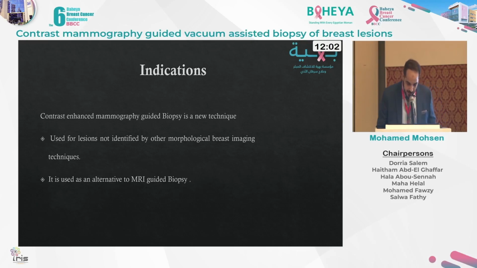What about the indications? It is a relatively novel technique, or a new technique, used for lesions not identified by other morphological breast imaging techniques. It is used as an alternative to MRI-guided biopsy.